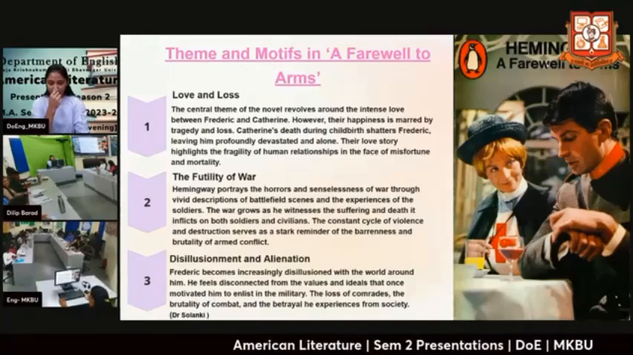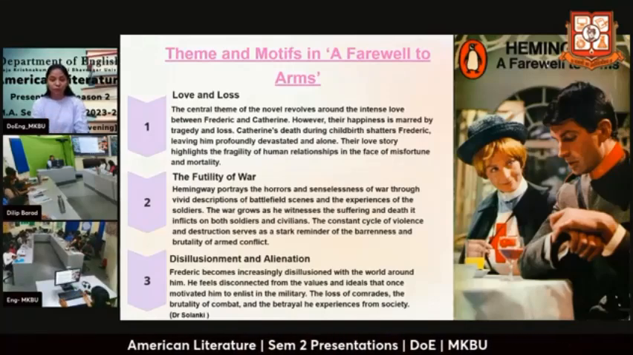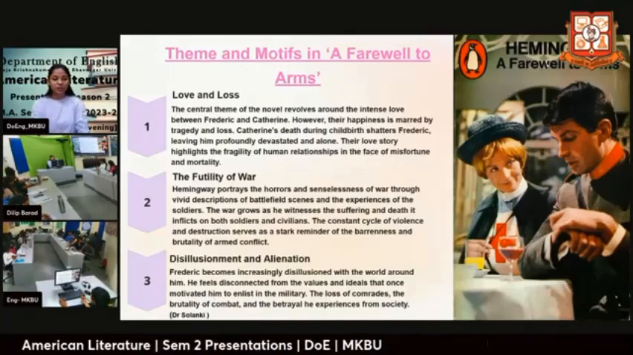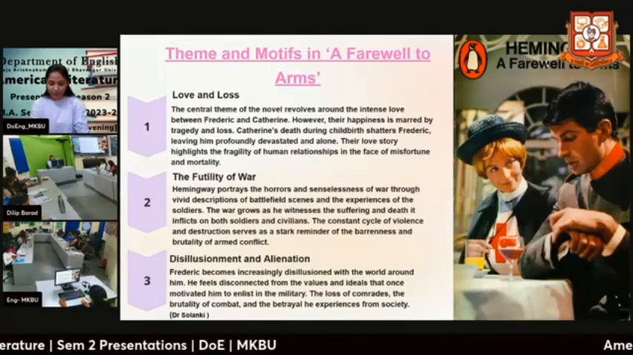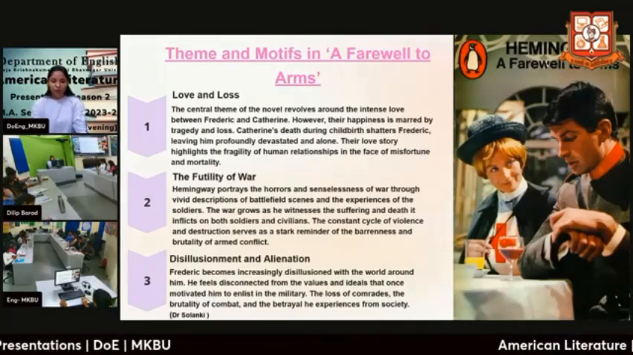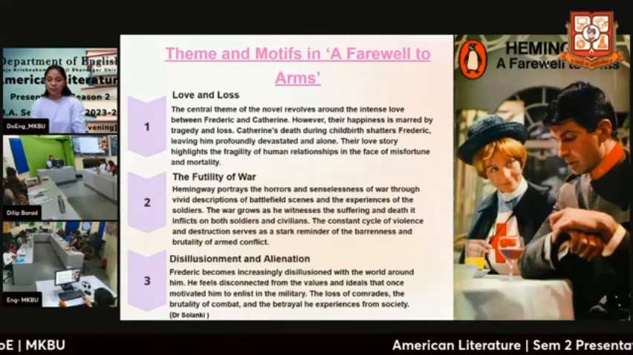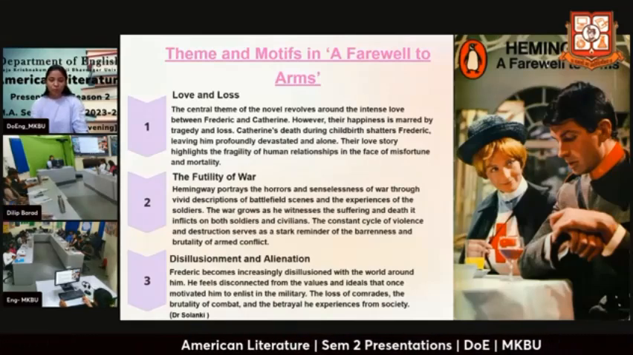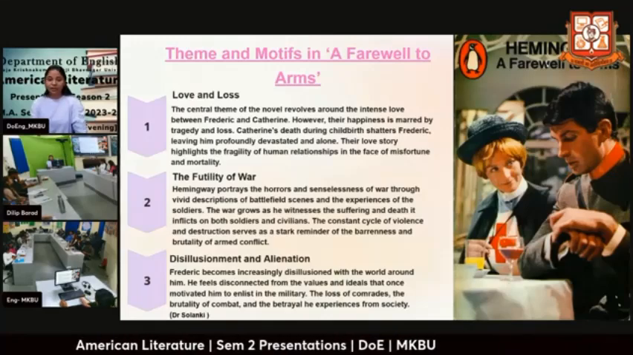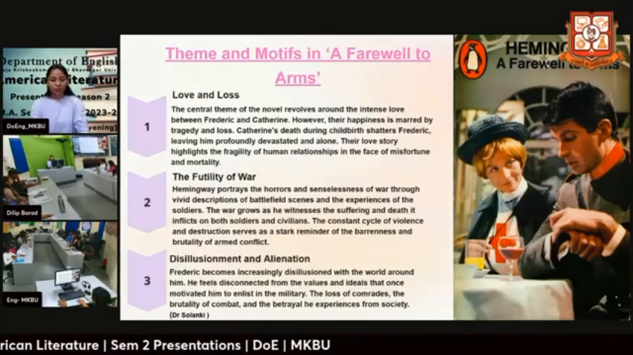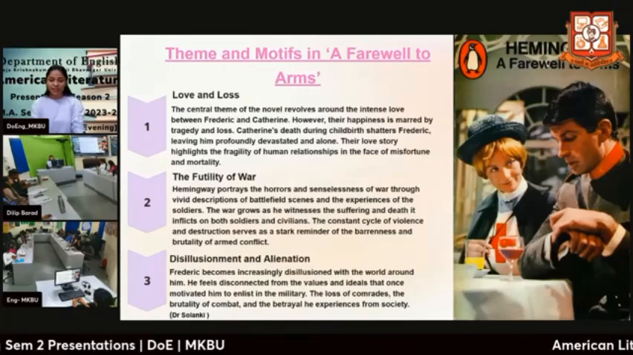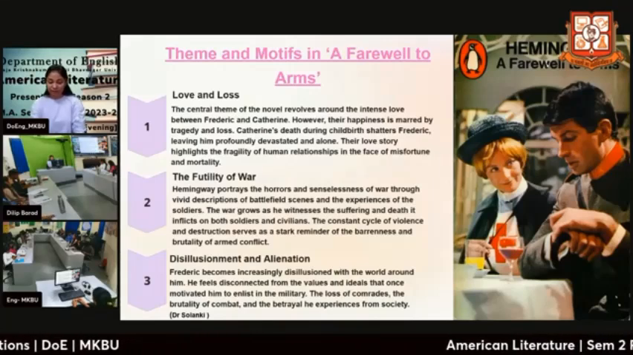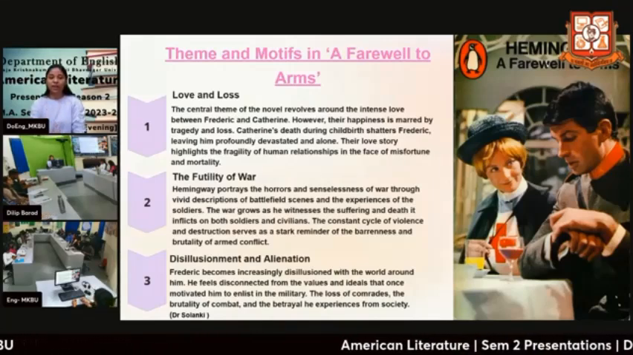Hemingway portrays the horror and senselessness of war through vivid descriptions of battlefield scenes and the experience of the soldiers. The war grows as he witnesses the suffering and death it inflicts on both soldiers and civilians. The constant cycle of violence and destruction serves as a stark reminder of the barrenness and brutality of armed conflict.